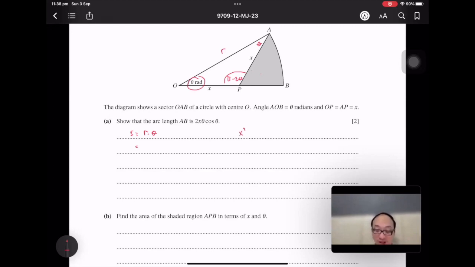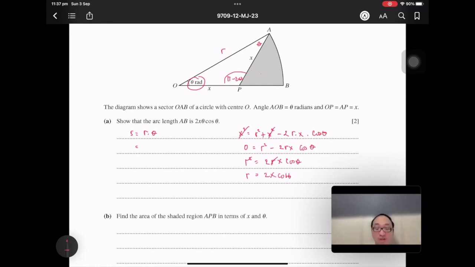So x squared will be equal to R squared plus x squared minus 2 times R times x times cos theta. So in this case, x squared, I can cancel it. So this becomes 0 equals R squared minus 2Rx cos theta. So R squared equals 2Rx cos theta. And R equals, we can cancel this, 2x cos theta.